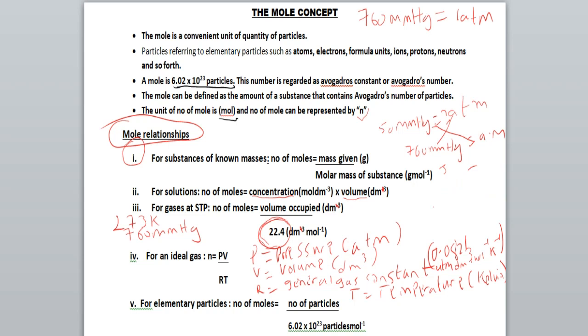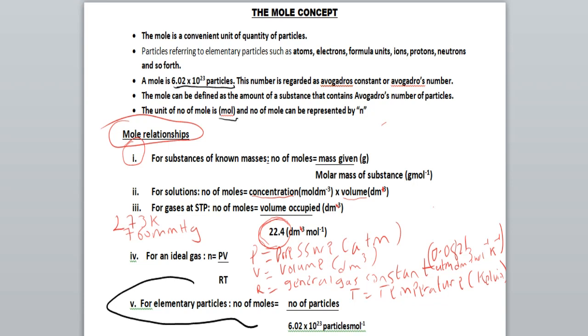Now, that is all about getting the number of mole for an ideal gas. Okay, now the last molar relationship is for elementary particles. And we all know what elementary particles are already because I've described it earlier. Elementary particles such as atoms, electrons, ions, protons, neutrons. So when any of them are mentioned in the equation, this is the formula for you to use.